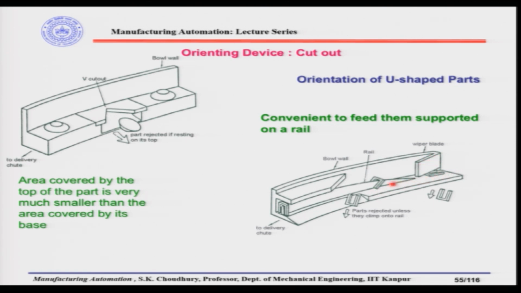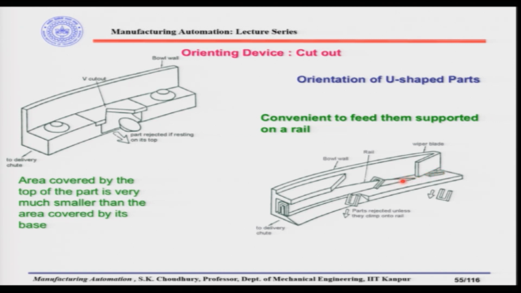All the parts which are coming not flat, either with the closed side ahead or with the closed side back, will not be able to go through the wiper blade, because this space is not enough for parts in this orientation when they are coming standing like this. So these parts will be rejected by the wiper blade, and all the parts with the closed side ahead or the closed side at the back will go through.